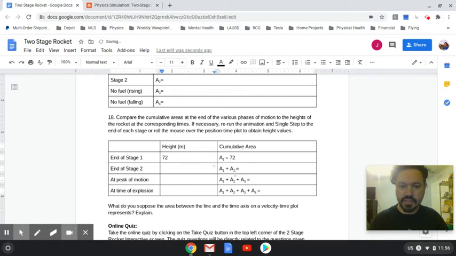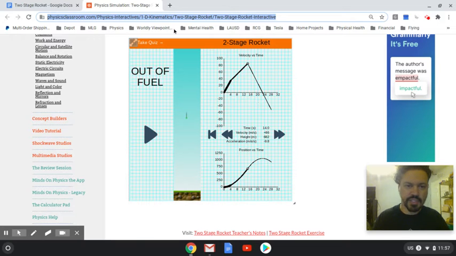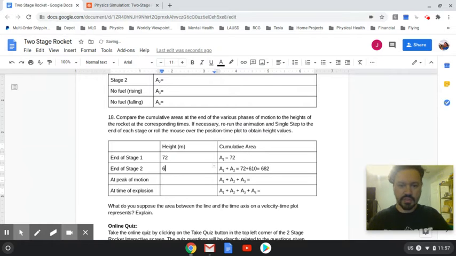Let's see. So 610 was area 2. All right, so area 1 was 72. And then area 2 was 610. And the total of that is 682. What's the height? I got to look it up. Look at this. See, right here? The height at the point where at the end of stage 2, it's not the highest point. It actually gets higher. See, it keeps going up and gets higher. But the height at the end of stage 2 is 682.